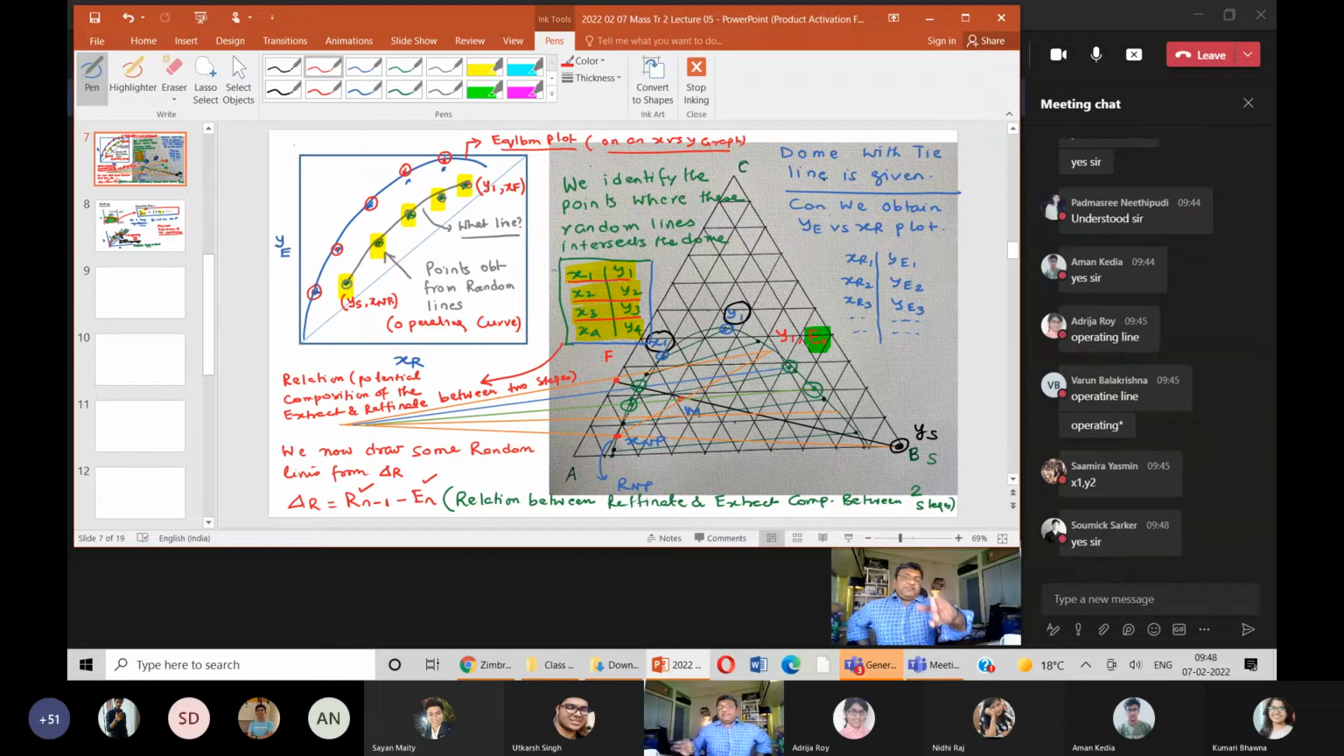We can also say the first and last points of this curve. The first one is y1 xf, right? And the last one is ys xnp, right? Because these are also two lines. These are not the random lines, but these are also two lines which are drawn from delta R. Yes?